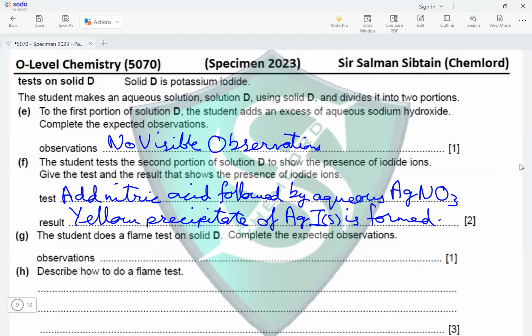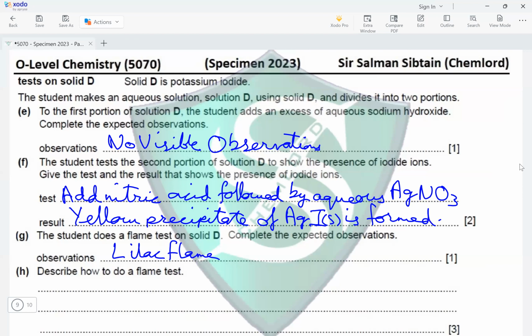Part G. The student does a flame test on solid D, complete the expected observation. So, a flame test would test for the presence of the metal that is present. So, in this case, since it is potassium, the flame would turn lilac in color. So, the observation would be a lilac flame.